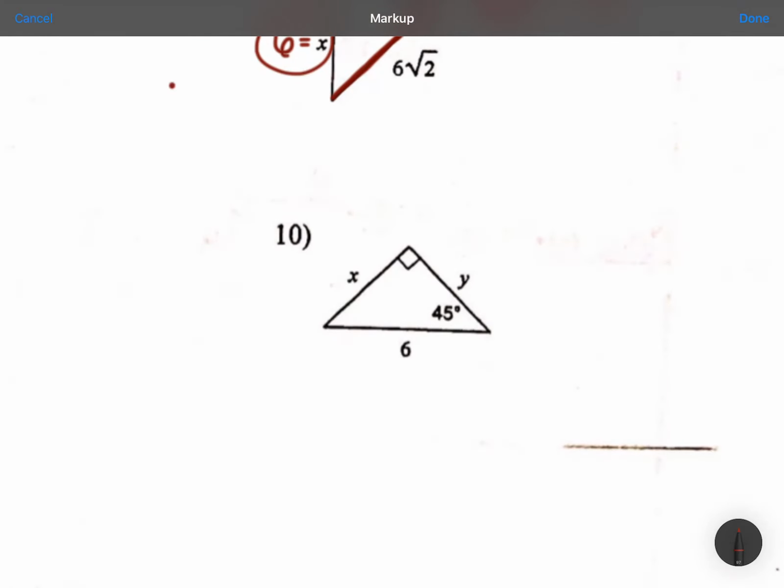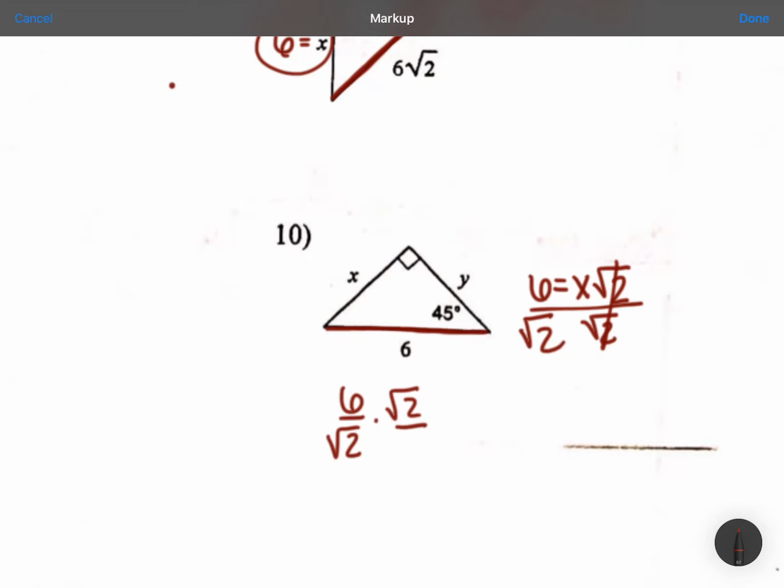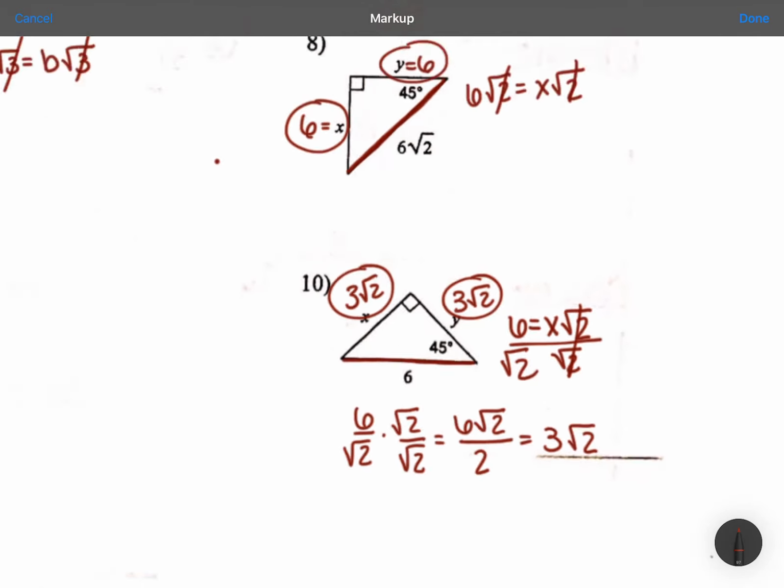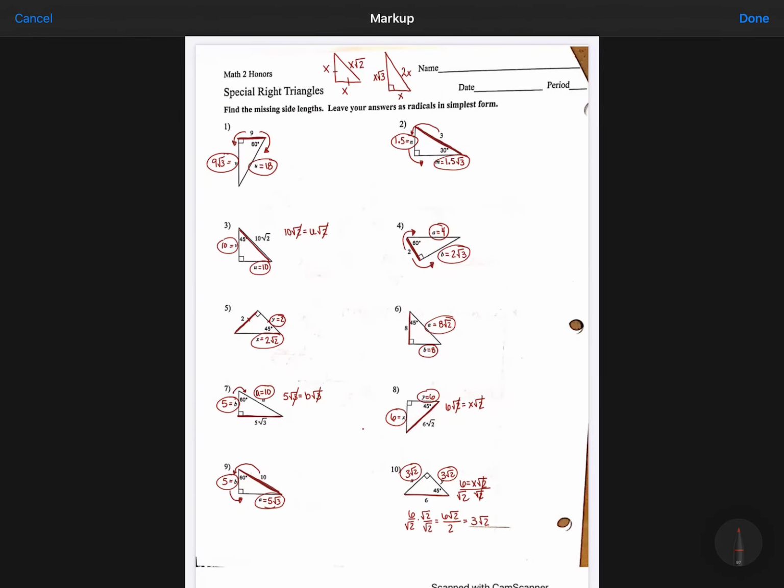Number 10, it's a 45, 45. They have given you the hypotenuse. So hypotenuse equals leg times radical 2. So I need to divide by radical 2. So I have 6 over radical 2. I can't have a radical on the bottom, so we would rationalize it. Get rid of that radical off the bottom. You would multiply by radical 2 to the top and the bottom. Radical 2 times radical 2 is regular 2. 6 over 2 reduces to a 3. So each leg is 3 radical 2. So hopefully you were successful on this worksheet.